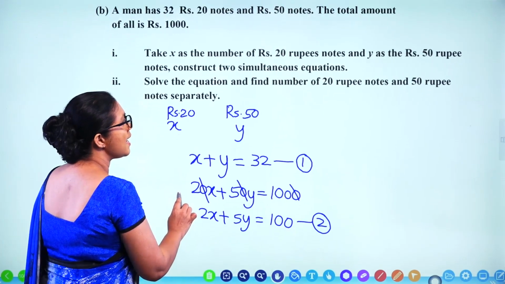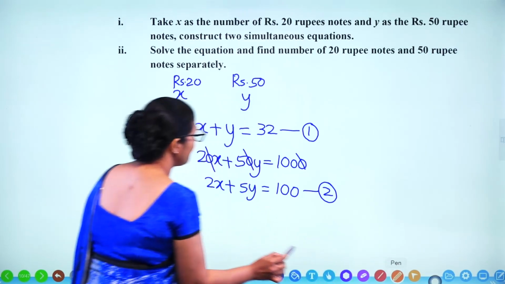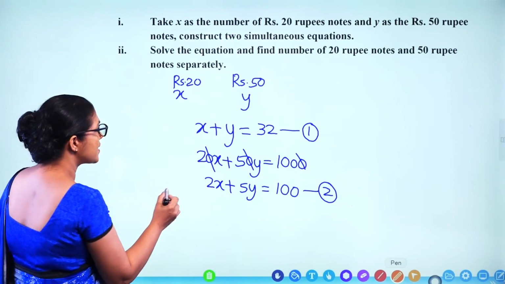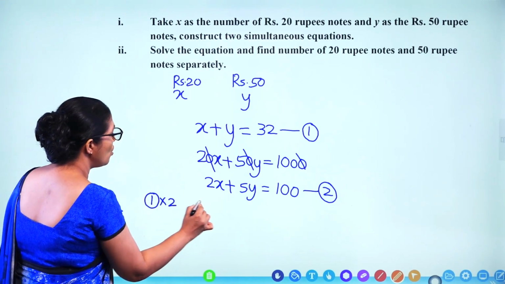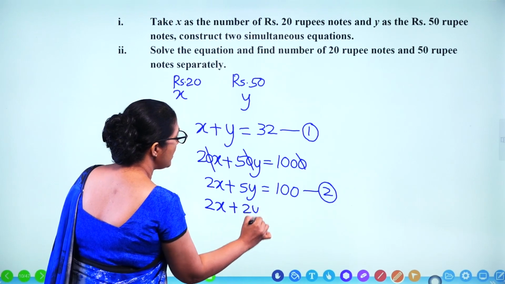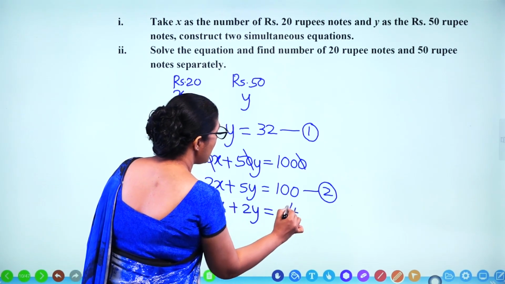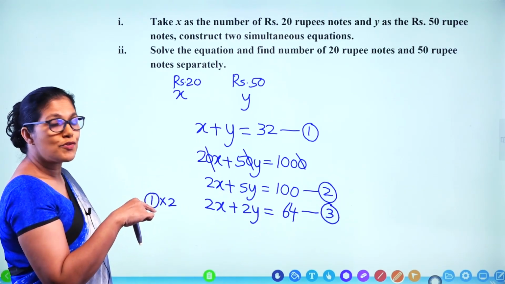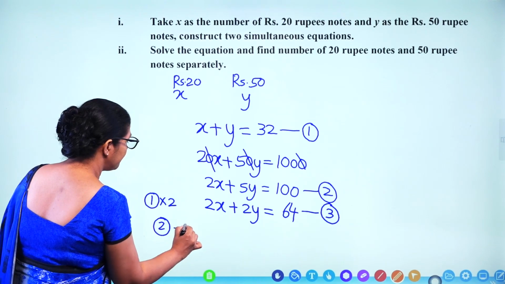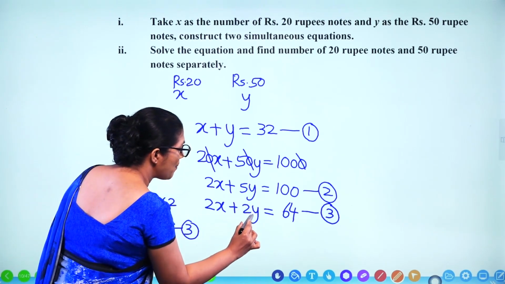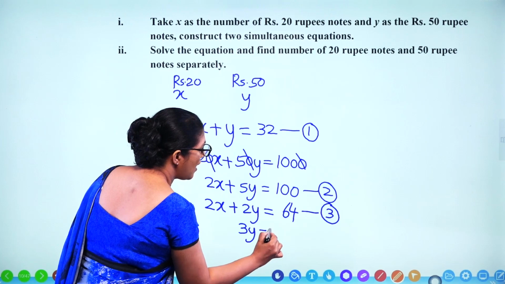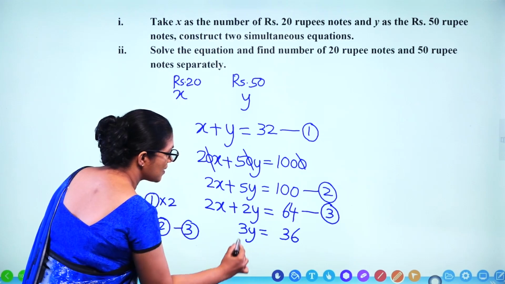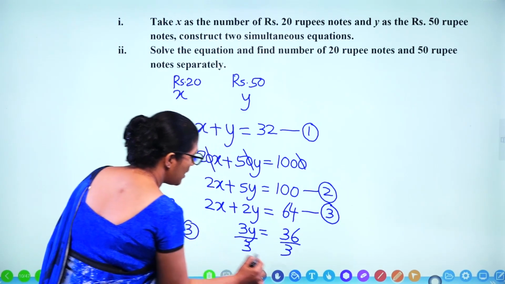How you solve? You have to make the same coefficient. We'll multiply the first one by 2 so that you get the same coefficient of x. 2 multiplied by the first, you get 2x plus 2y equals 64. That's your third equation. Now we can subtract. 2 minus 3. You get 5y minus 2y, that's 3y. 100 minus 64, 36. Divide by 3, you get the y value.